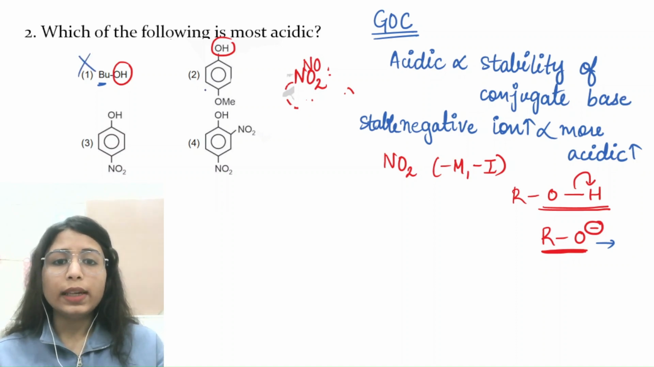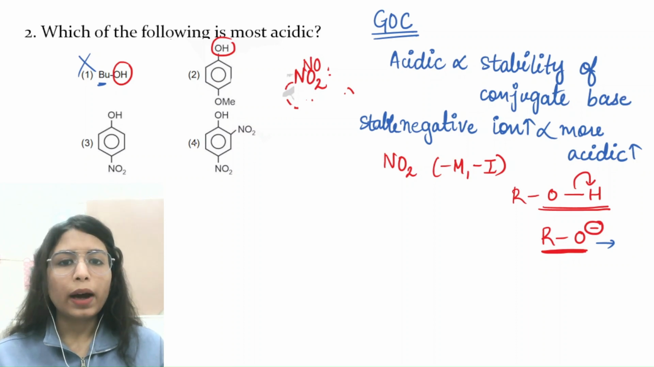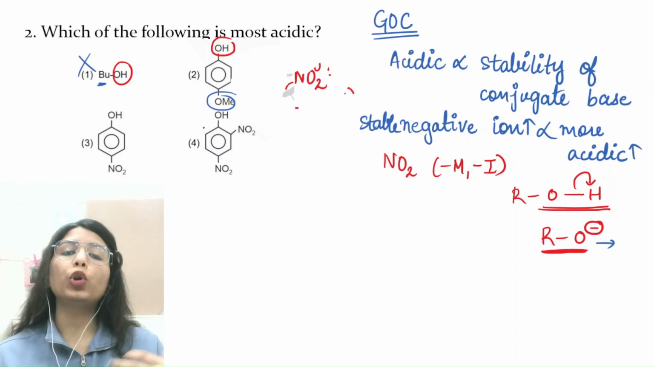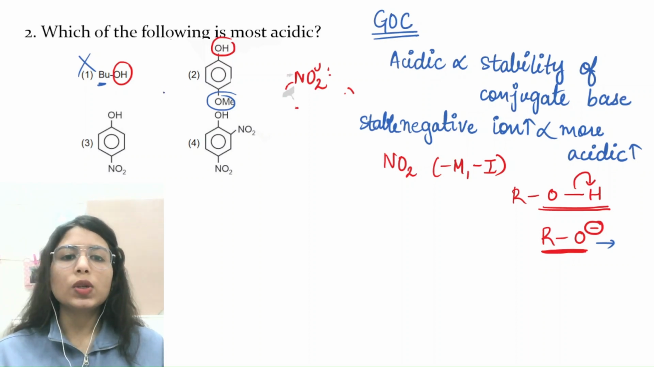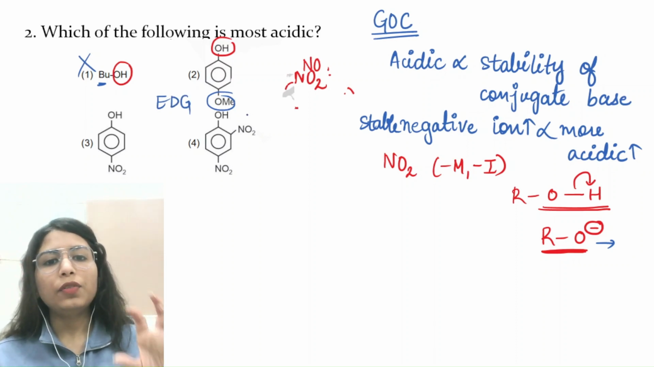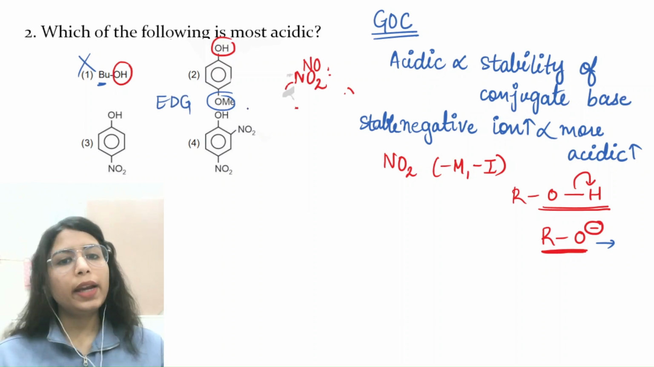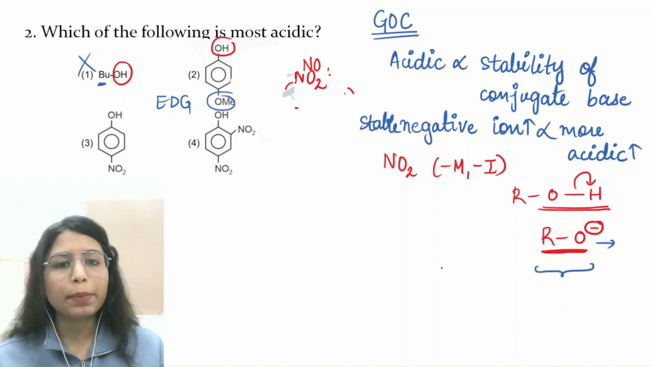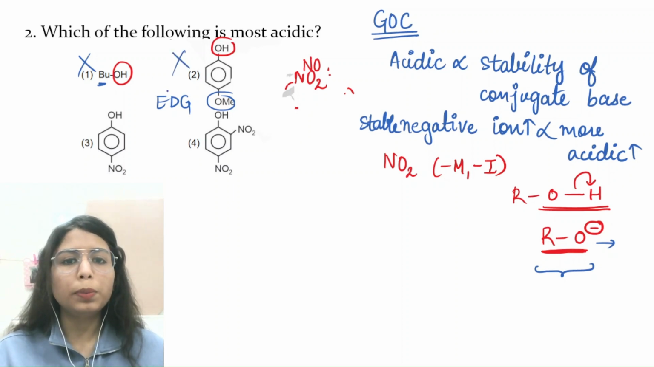Next, if you see the second, third and fourth parts, in the second part the OMe group is given, and the OMe group is again electron donating in nature. Since it is an electron donating group, it will donate the electrons, and hence again the negative charge which is formed would be destabilized, and hence this won't be the acidic proton. So this would be incorrect.